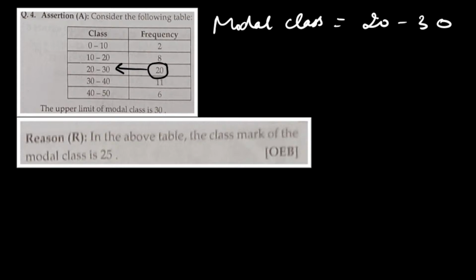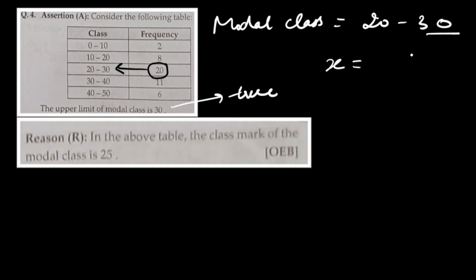Very good. Some students have given the answer: Shreyasi, Tarun, Shivashankar and Jayashree. So now upper limit is 30. So is it true? Upper limit is 30 only. Upper limit is 30, lower is 20. So that means this is true. Now, in the above table, the class mark of the modal class, they are telling it is 25. How to find class mark? A is true. So I have told you how to find class mark.